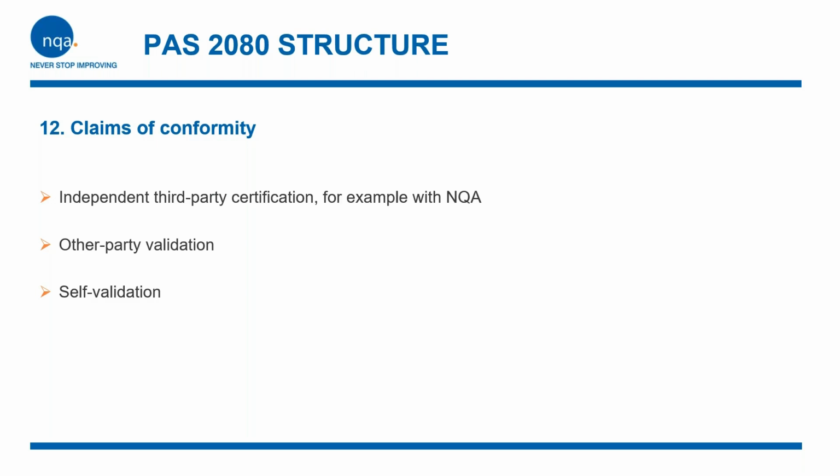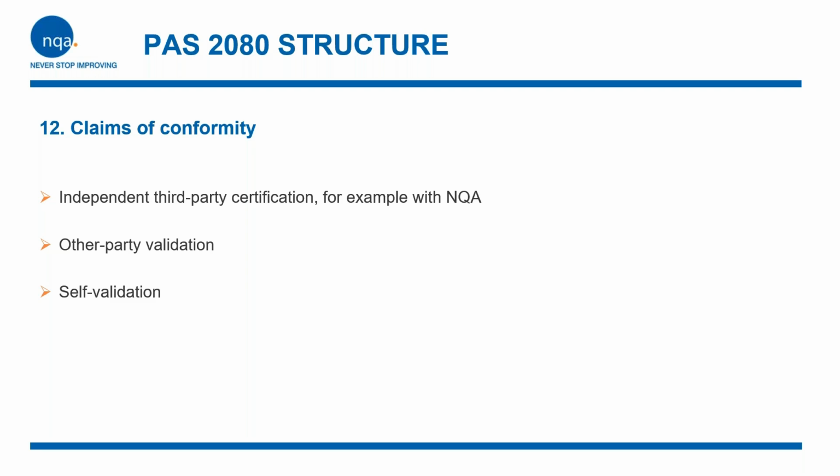And then the last clause is about claims of conformity. So we have three options. We sit as NQA at the top of those options, both in terms of order, but also in terms of how robust and credible the claim is. So we offer independent third party verification to PAS 2080. We're a third party external verification body. We can come in and completely impartially assess your carbon system for conformance to PAS 2080, and then award a certificate which states exactly what's involved and recognises your efforts and meets your customer demands as well. There are two other options as well.